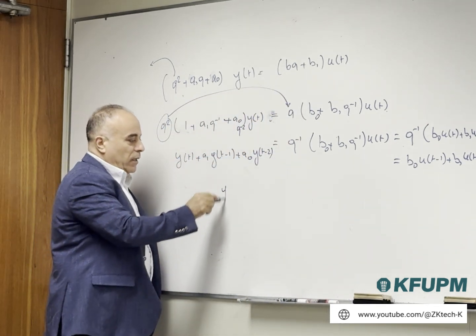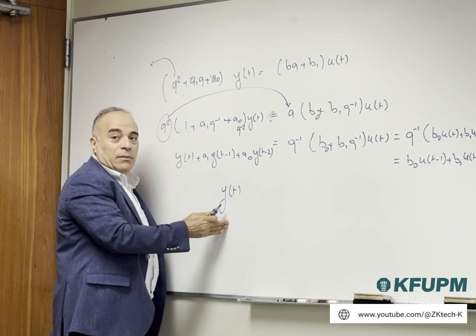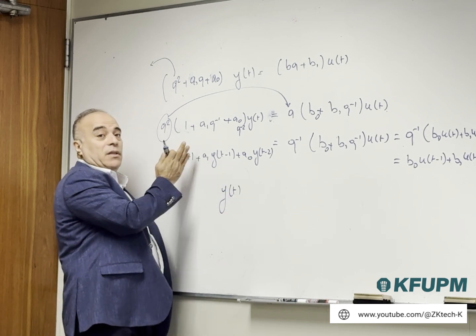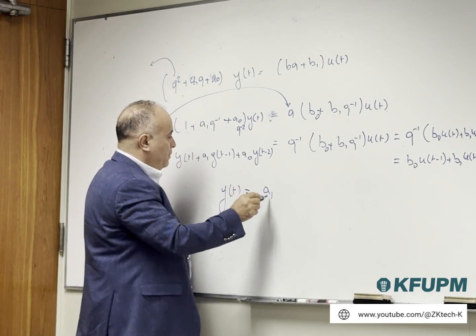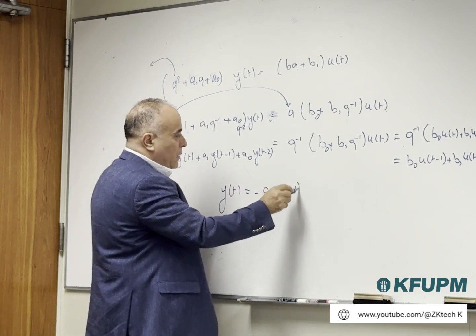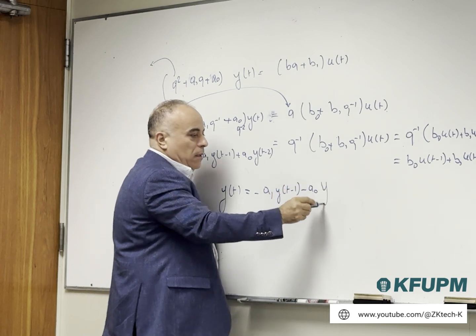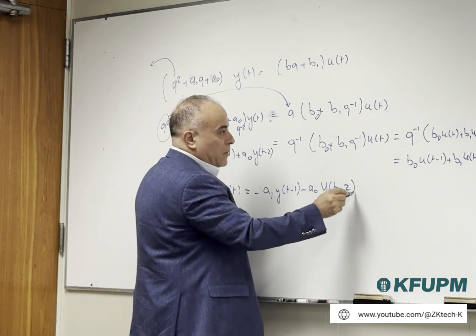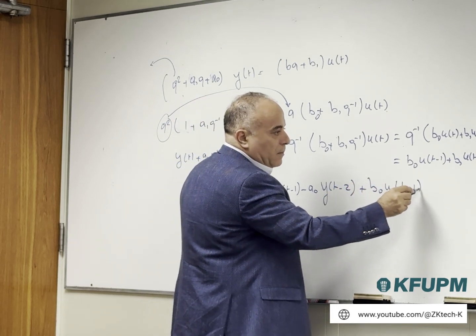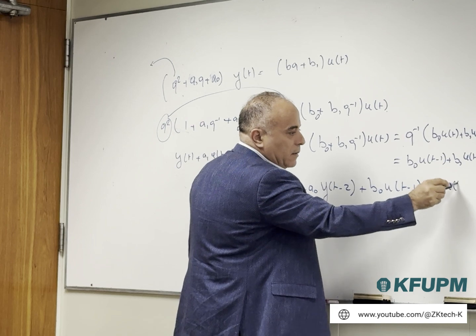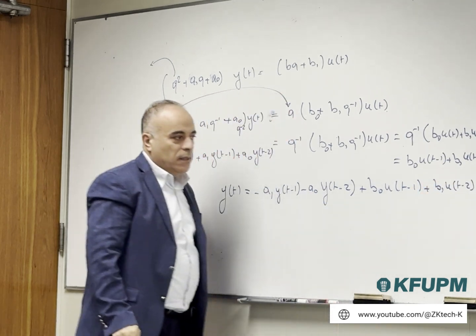So I can say here y of t, this is my new value, based on all the previous history up to time t, can be written as minus a1 y of t minus 1 minus a0 y of t minus 2, like we did, plus b0 u of t minus 1 plus b1 u of t minus 2. Everybody is okay with this?